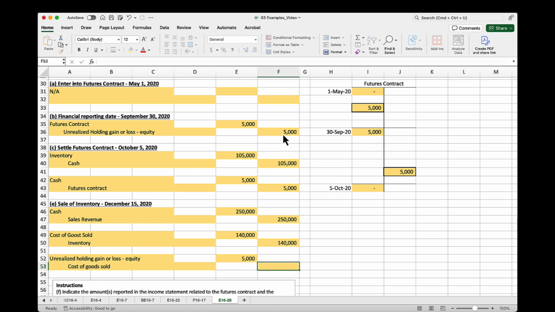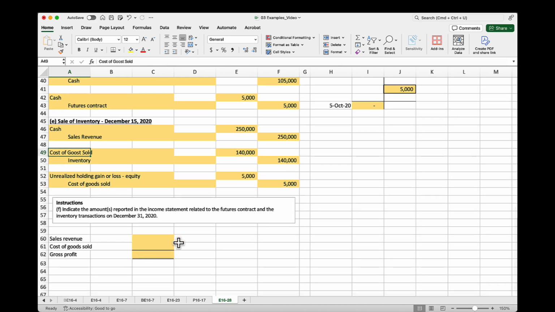And again, this is part of that hedging relationship because we're trying to demonstrate the purpose of this derivatives contract. The purpose of this derivatives contract was to keep our cost of goods sold cost reasonable. And so therefore, we want to make sure the true cost to us of that inventory is reflected on our income statement. So when it comes down here, they ask us to indicate the amounts reported in the income statement related to the futures contract.